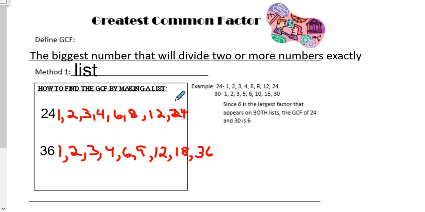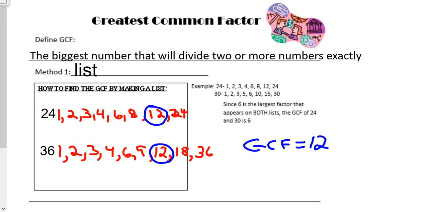So this is what we mean by making lists. I'm listing out all of my factors. Then to find the greatest common factor, I simply look at what's the largest number they have in common. So for these two, they have a GCF of 12. So GCF is 12. So that's method 1, is make a list and figure out which one they have in common.